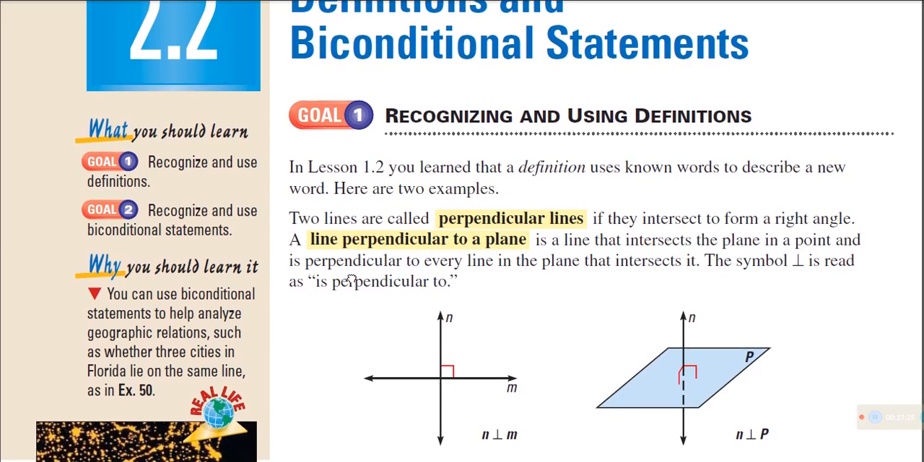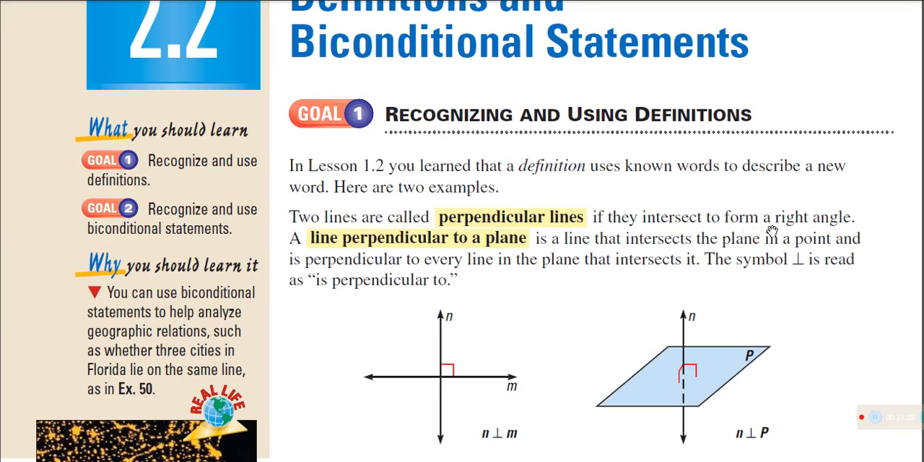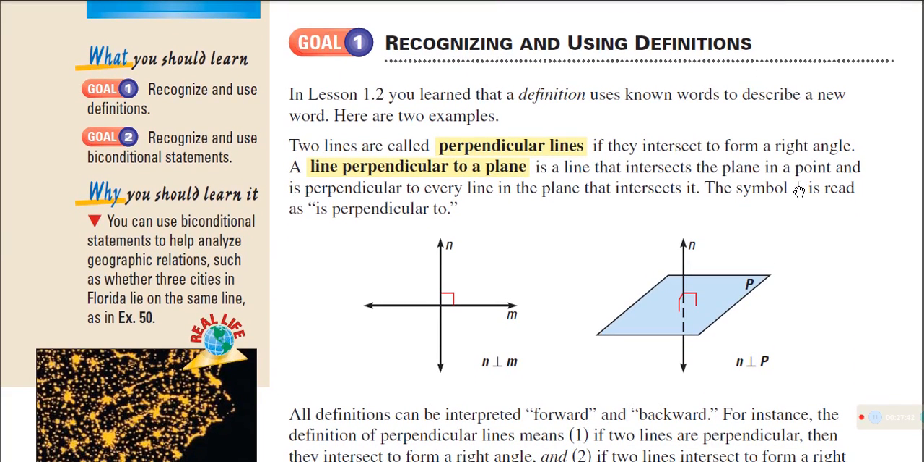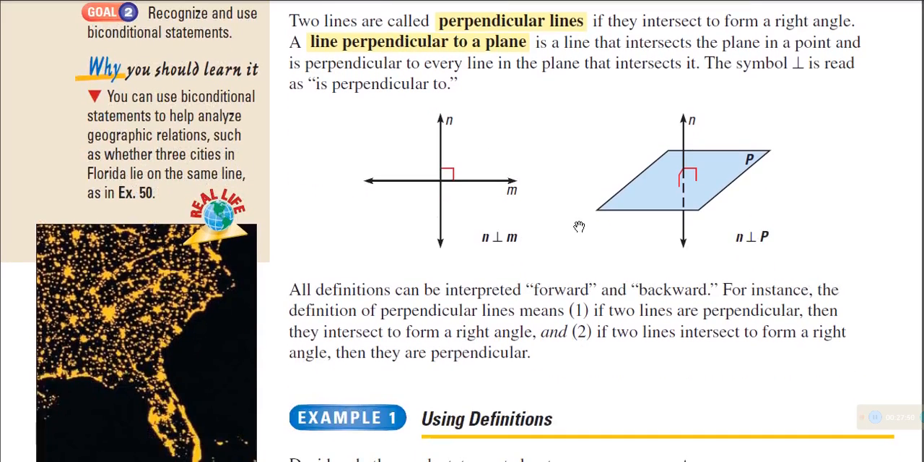Two lines are called perpendicular lines if they intersect to form a right angle. A line perpendicular to a plane is a line that intersects the plane in a point and is perpendicular to every line in the plane that intersects it. So, the symbol, itong inverted na T, this is read as is perpendicular to. So, please take note of the symbols na ginagamit natin.